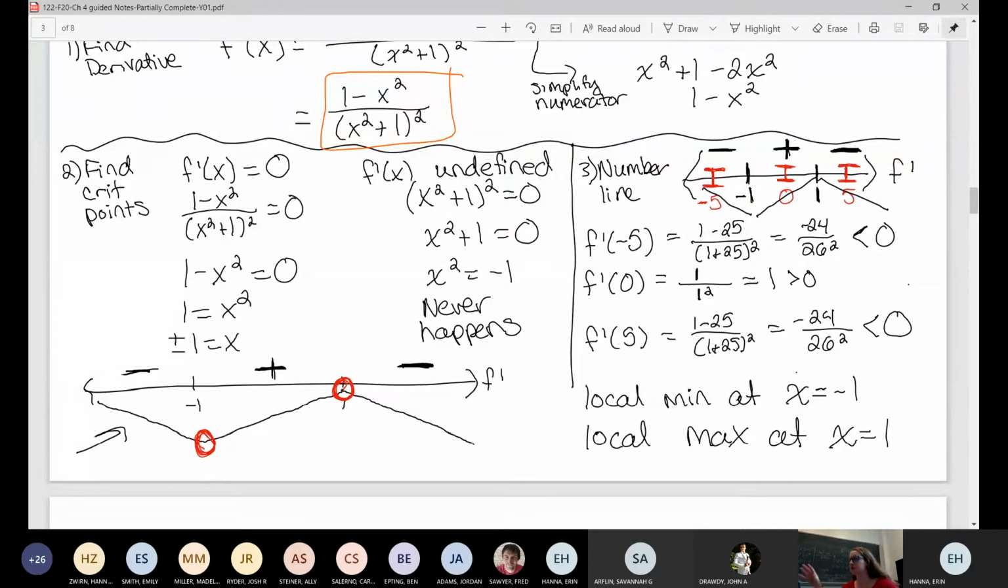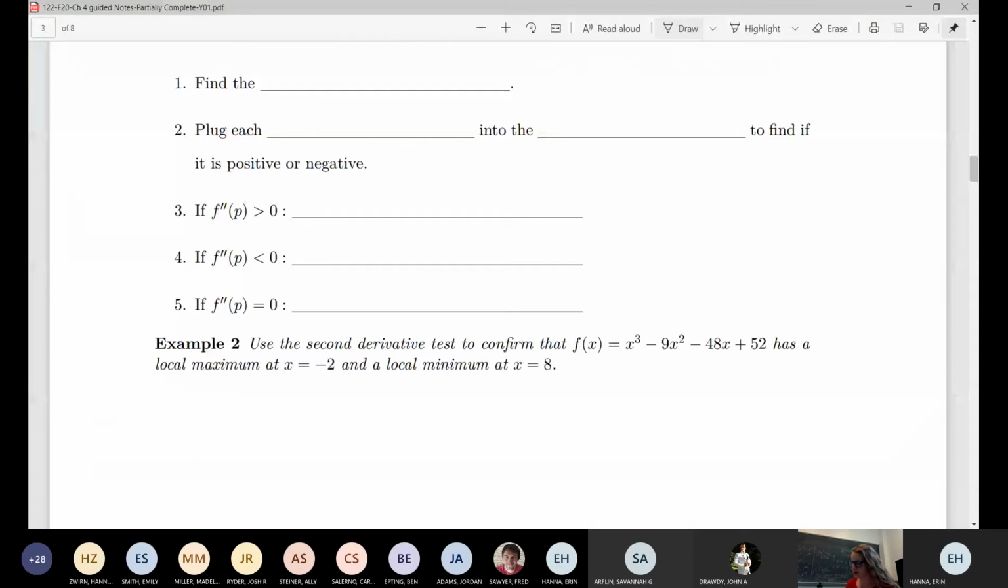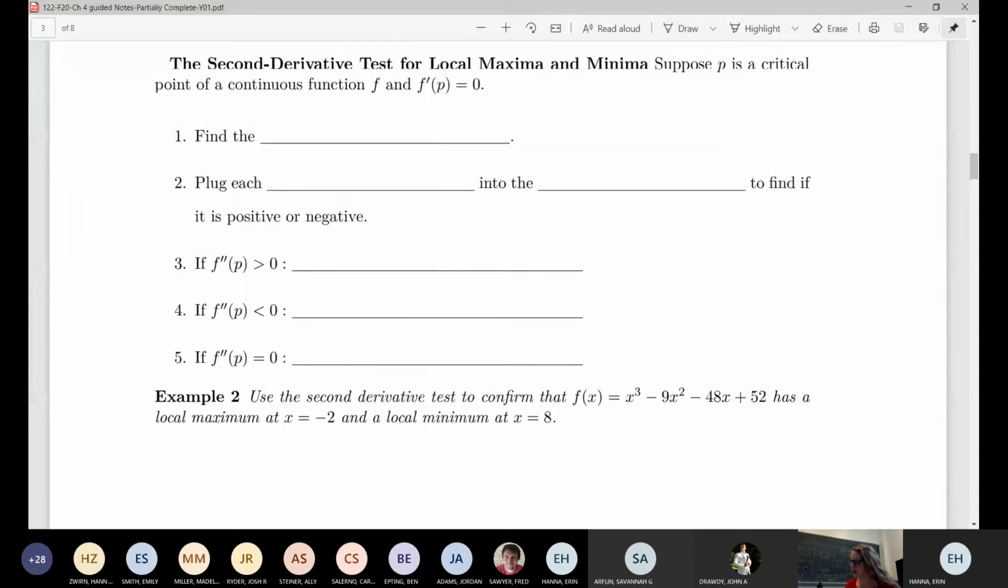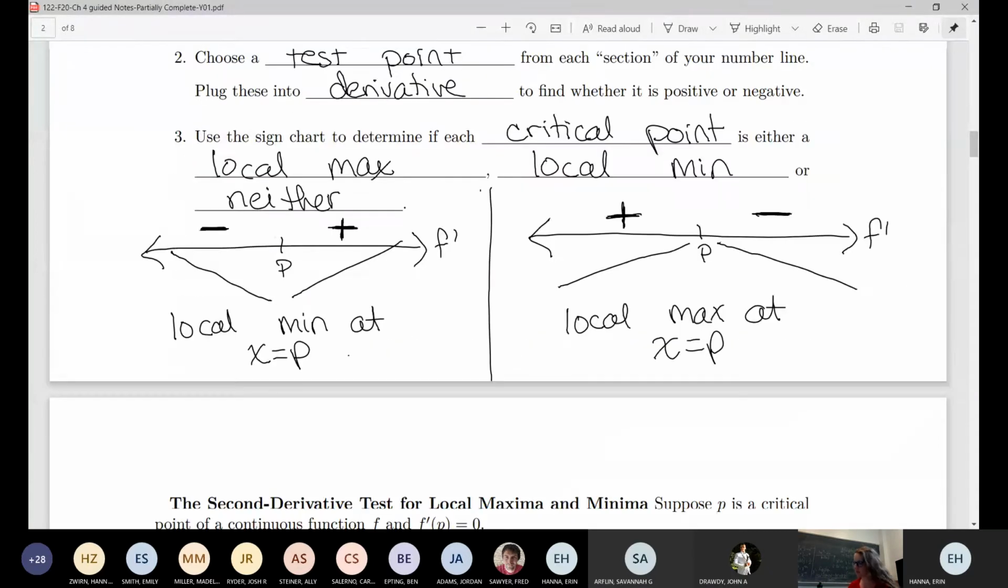So that was the first derivative test. So we need to talk about the second derivative test really quick. And then we'll do a few more examples, and then we need to talk about something called inflection points. So let's get started. So we kind of got to scroll back up to the second derivative test. Well, let me scroll back up here really quick.